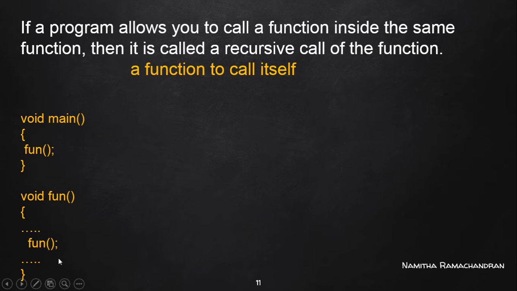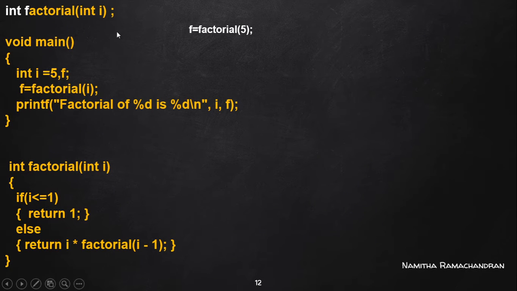So we can consider one program for finding the factorial of a given number, and here it is implemented using the concept of recursion. This is the declaration of our function factorial. How many inputs are required? Only one integer input, and the return type is again int. That means after executing the factorial function body, it returns the factorial value to the called location.